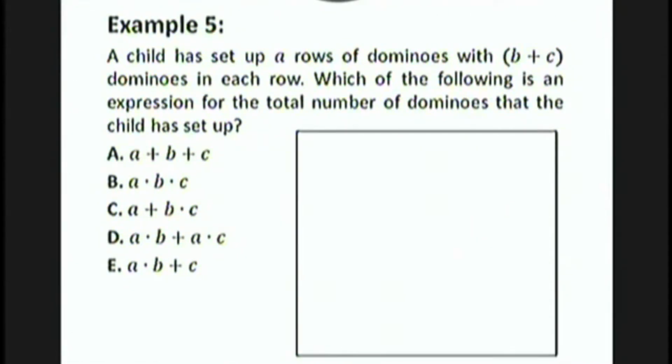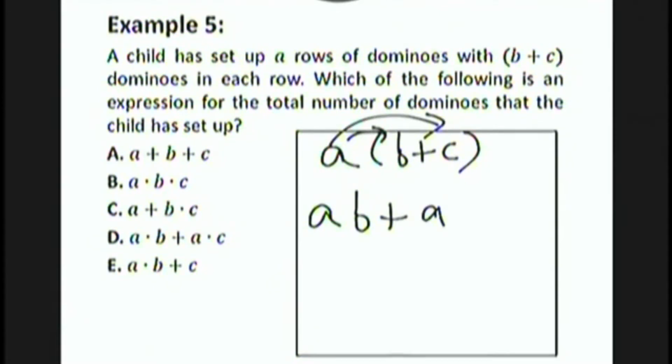Here's another example. A child has set up a rows of dominoes with b plus c dominoes in each row. Which of the following is an expression for the total number of dominoes that the child has set up? Well, we multiply the number of rows of dominoes, a, with b plus c dominoes in each row. And then we look, well, this isn't an answer choice, so we probably have to use the distributive property. We get a times b plus a times c, which is choice D.